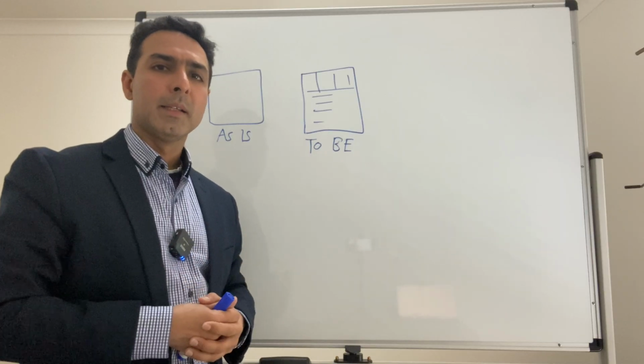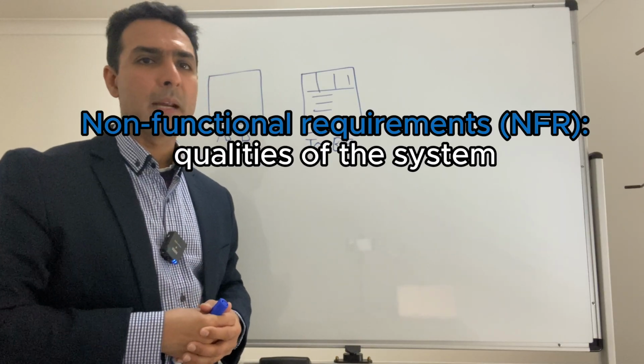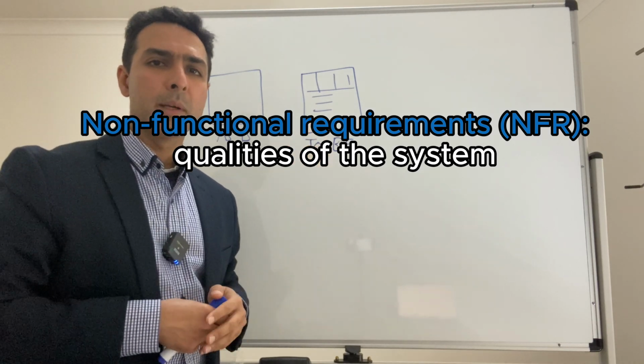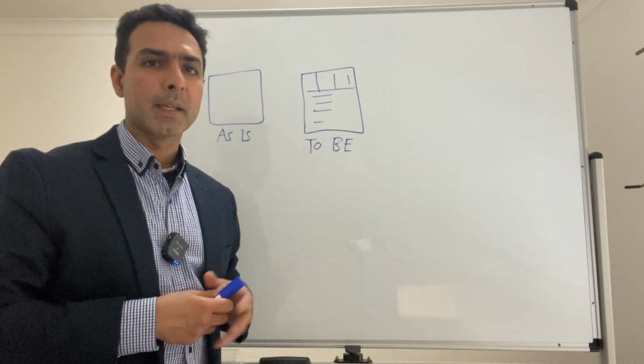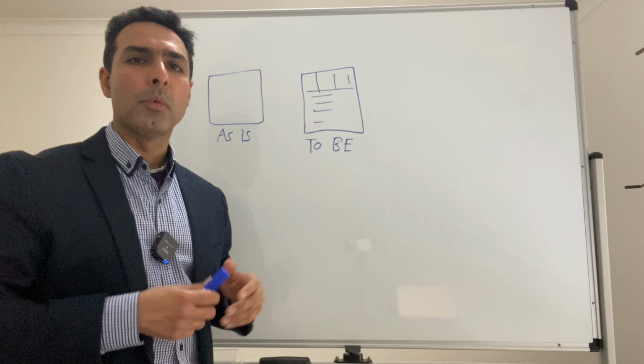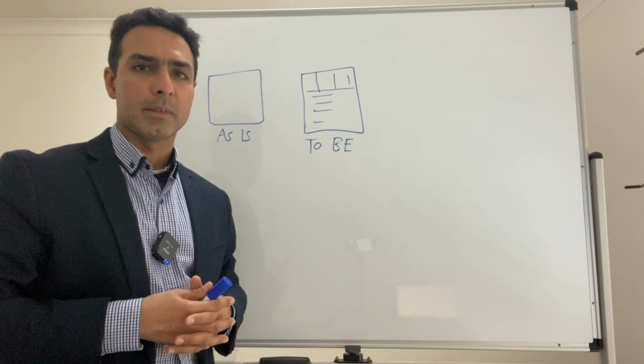On the other hand, the non-functional requirements describe the quality of this system. For example, if at any given point in time, 20,000 users are connected on your website, should the system fall over or should it function? What's the expected user load on your system?